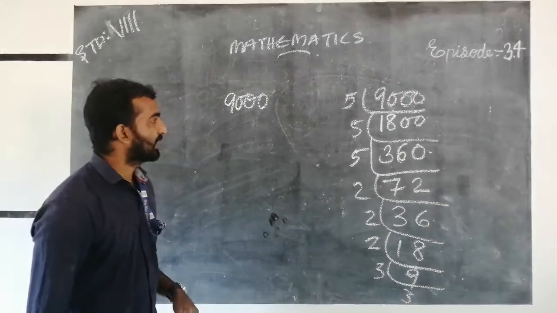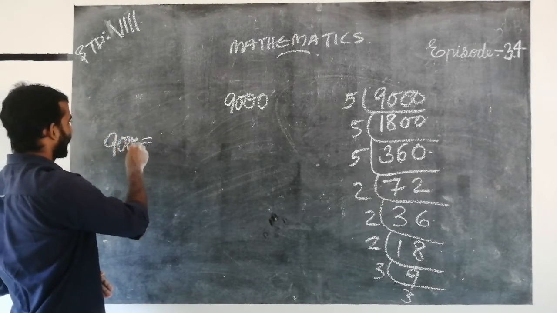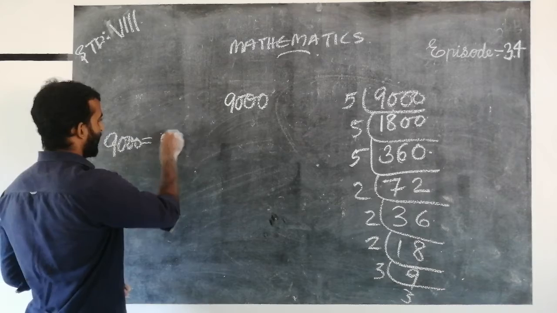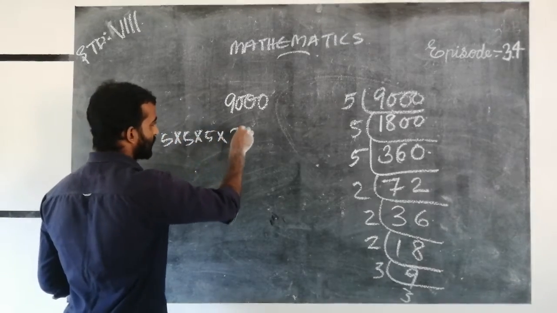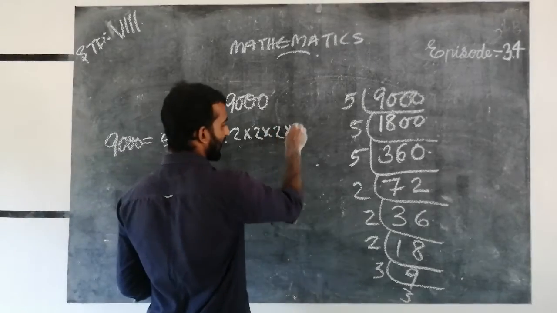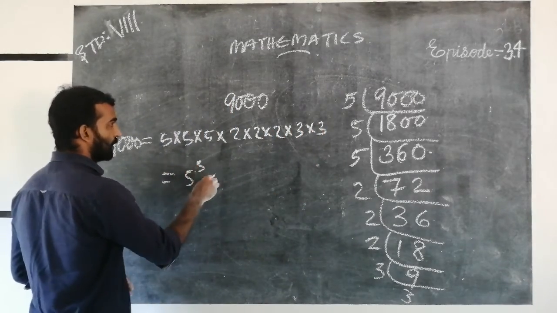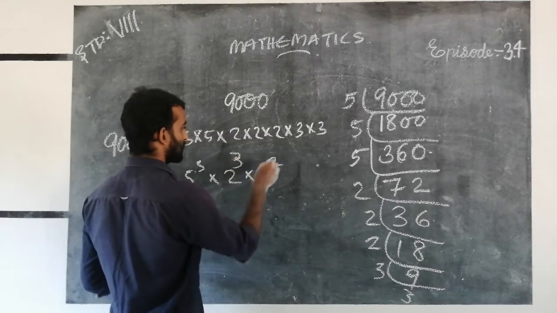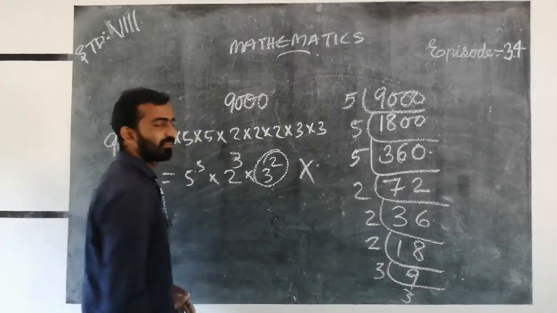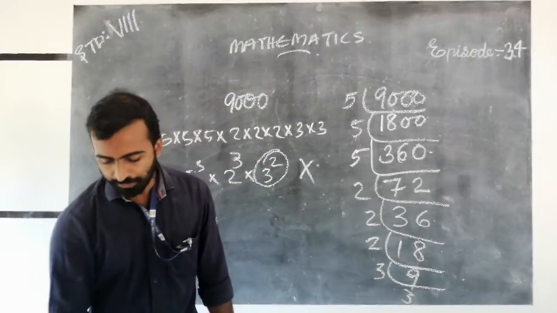That is, when we write here, we can write 9,000 equal to 5 into 5 into 5 into 2 into 2 into 2 into 3 into 3. We can write it as 5 cube into 2 cube into 3 square. So this is not a perfect cube.